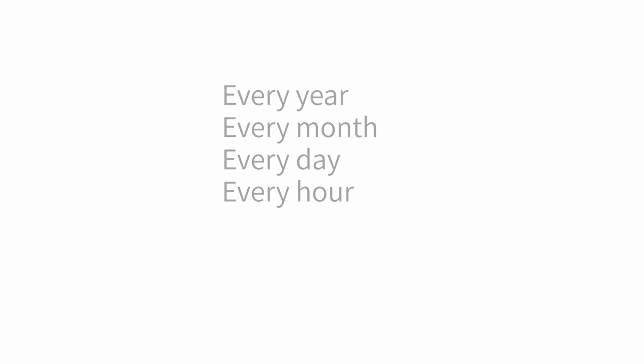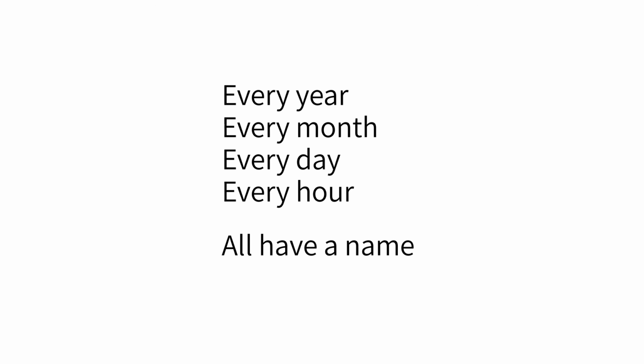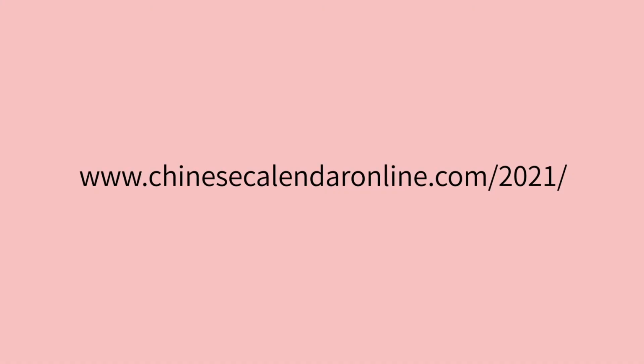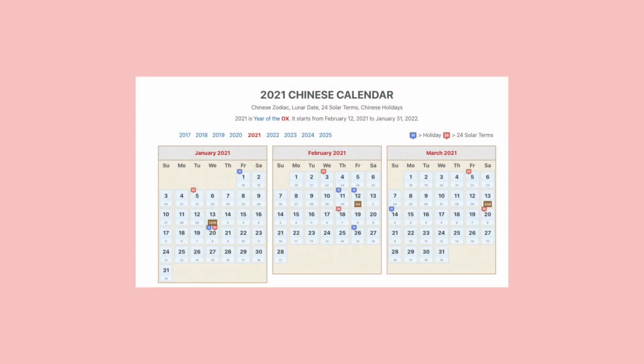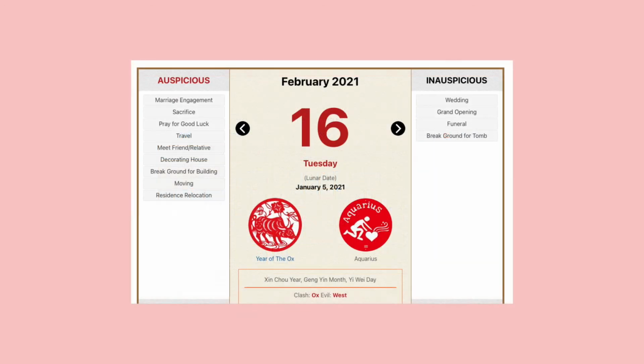Through the above introduction, we know that every year, every month, every day, every hour, they are all named. How can we quickly look up the name of the date? I will share a website with you in the description of this video. Open the web page. This is an English version of the website showing the lunar calendar. If you want to view the name of the lunar calendar for any date, just click on the corresponding date. Here I take February 16, 2021 as an example. Click on it and we will come to a new web page.